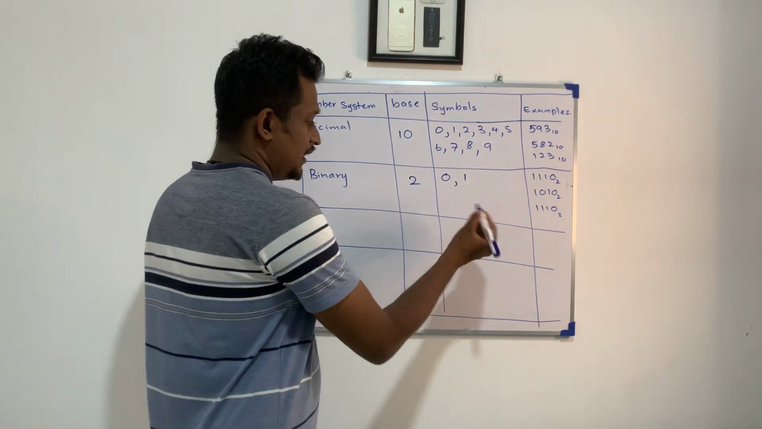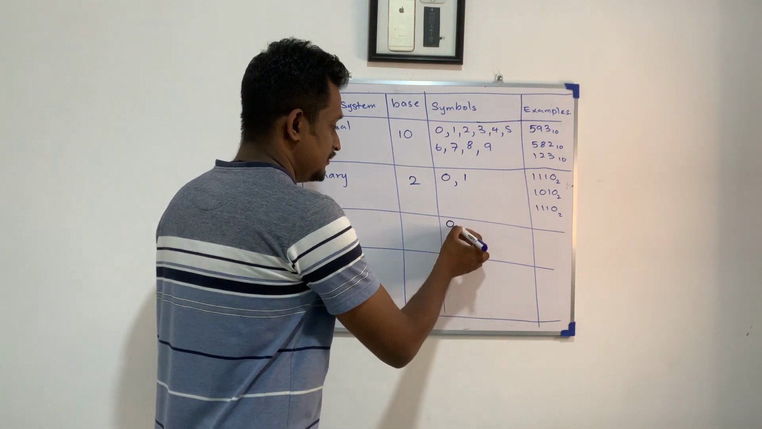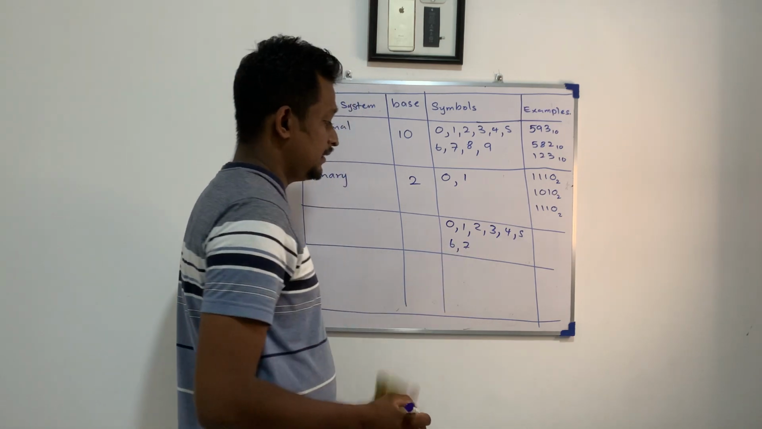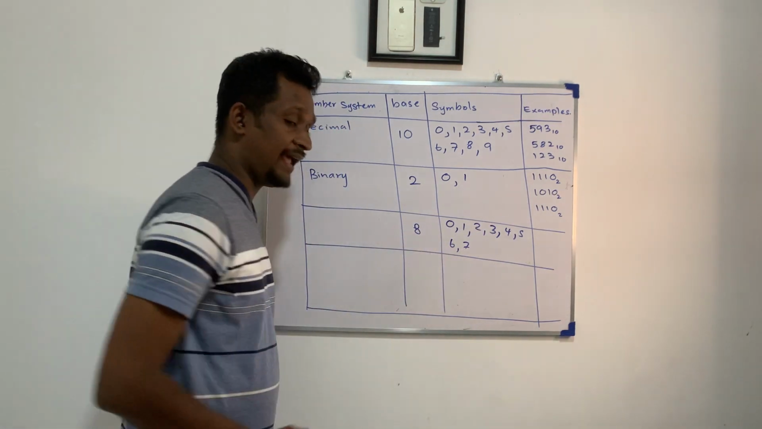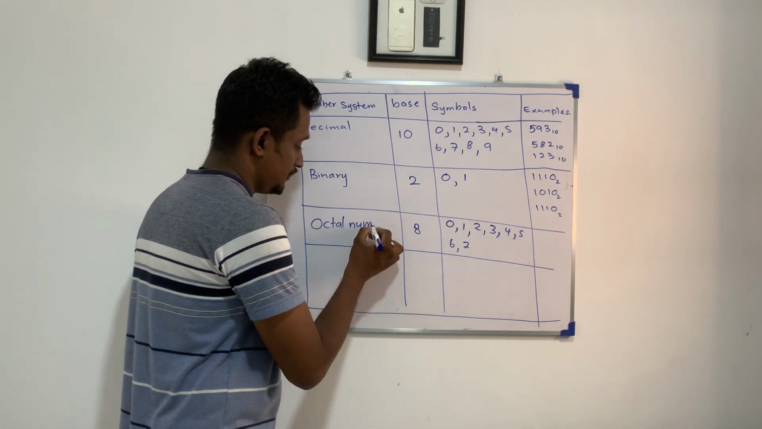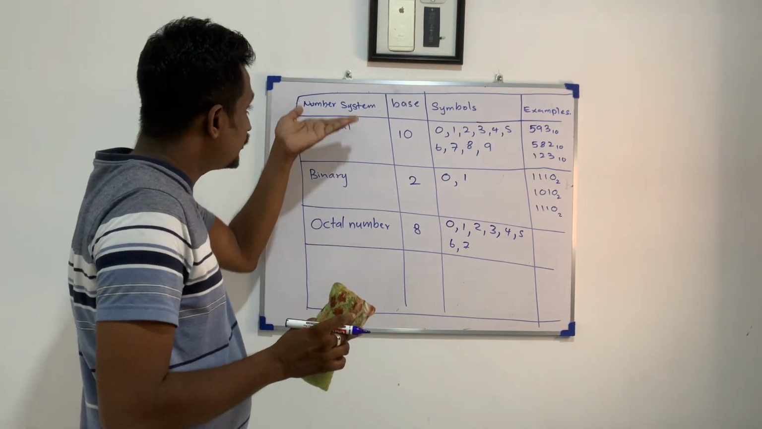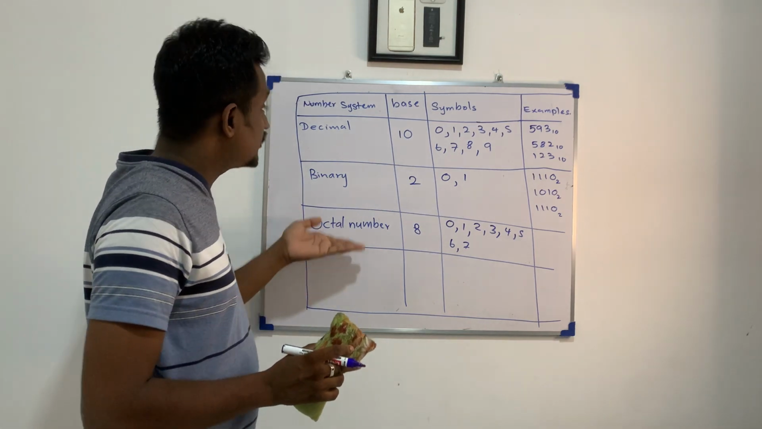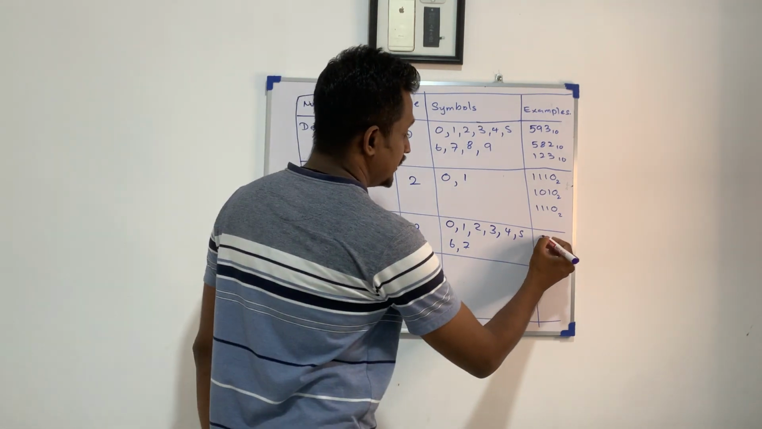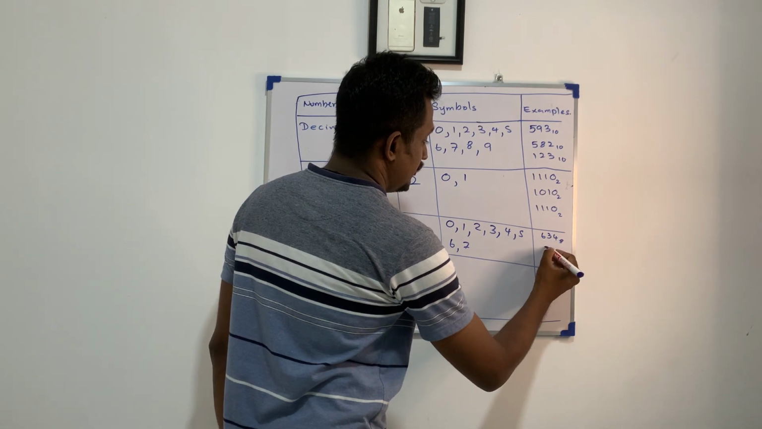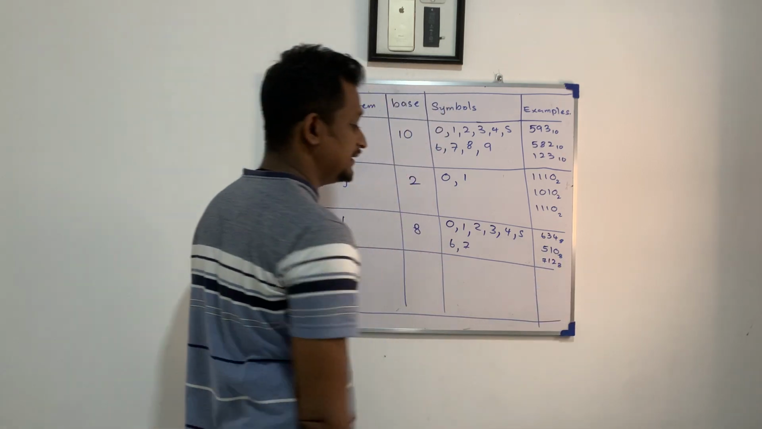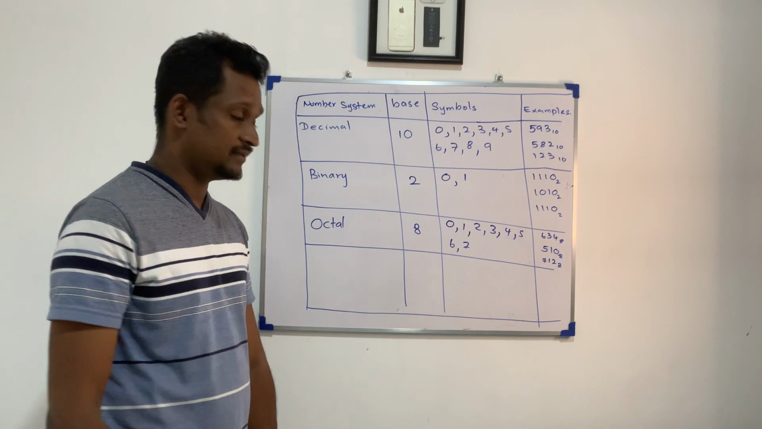Another one: we use 8 different symbols, 8 different characters: 0, 1, 2, 3, 4, 5, 6, 7. There are 8 different characters, so the base is 8. This number system is called the octal number system. Examples: 634 base 8, 510 base 8, 712 base 8. You can write octal numbers using their base.